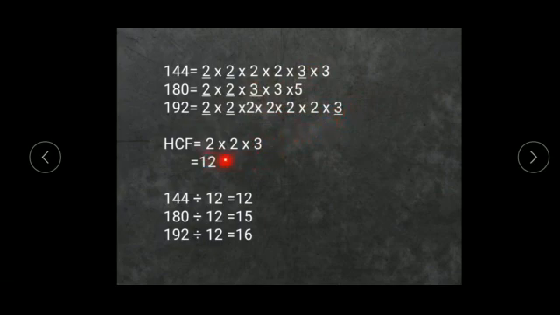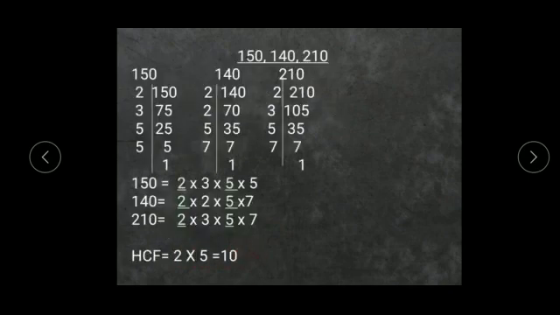So 2 multiplied by 2 multiplied by 3 are the three factors which are common in all the three given numbers. On finding the product, I got HCF 12. So 12 is the greatest number which will divide 144, 180 and 192 exactly without leaving any remainder. So let us check it. 144 divided by 12 will give the quotient 12 and remainder 0. 180 divided by 12 will give the quotient 15 and remainder 0. Similarly, 192 divided by 12 will give the quotient 16 and remainder 0.